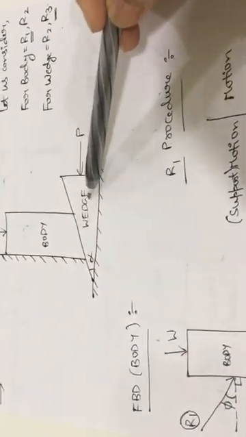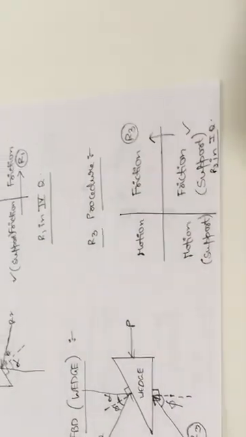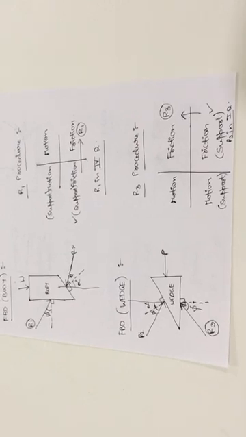So support is acting on the wedge in the upward direction. So in the upward direction you will get the reaction force from this quadrant. So you are getting R3 in the first quadrant. So these are the free body diagrams for the wedge for this type of problem.